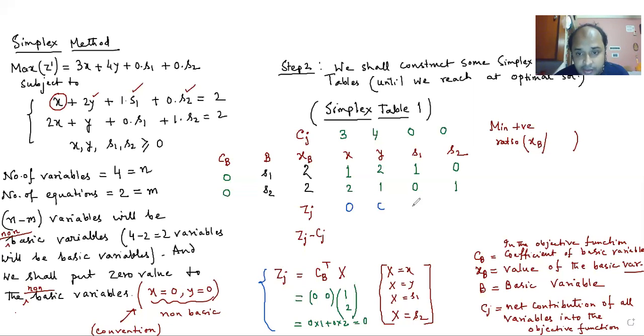So again we shall get 0, here 0, and here 0, by the same rule, by the same matrix multiplication rule. And Zj minus Cj means we have to subtract the values of Cj's from the corresponding value of Zj. So it will be the first column. For the first column, the value of Zj minus Cj will be 0 minus 3, that is minus 3. 0 minus 4 is minus 4. 0 minus 0, that is 0. 0 minus 0, that is 0. My construction of the simplex table 1 is done.